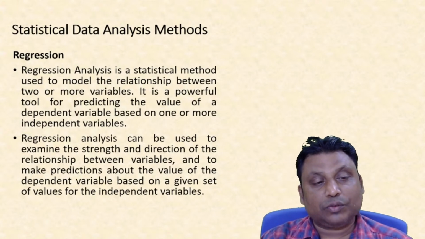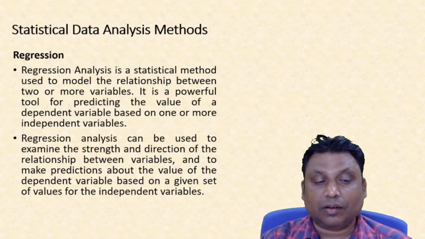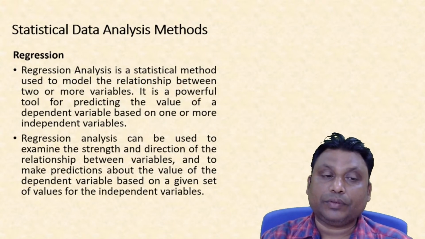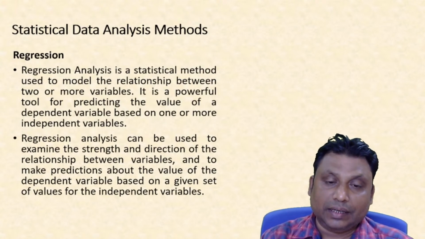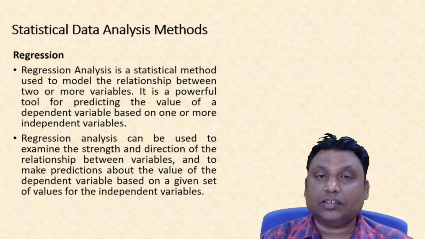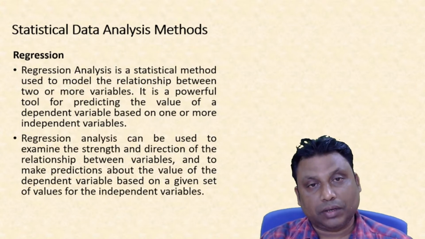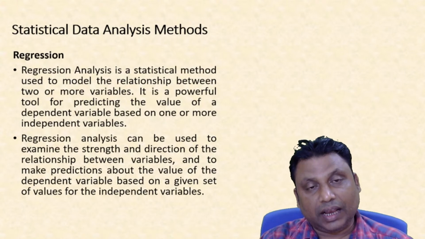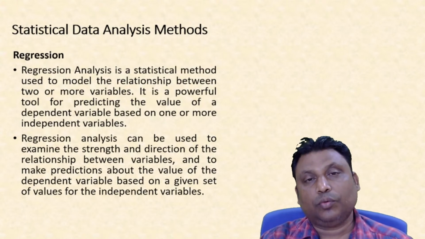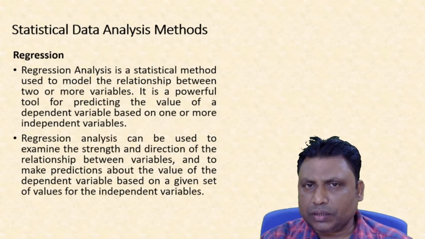Regression analysis can be used to examine the strength and direction of the relationship between the variables and to make predictions about the value of the dependent variable based on the given set of values of the independent variables. So that means it is used to examine the strength and direction of the relationship between the variables. For those cases, we are using regression. You getting my point or not? Regression and also correlation. Correlation we are not using for prediction cases. We have to find out the relationship between the variables.